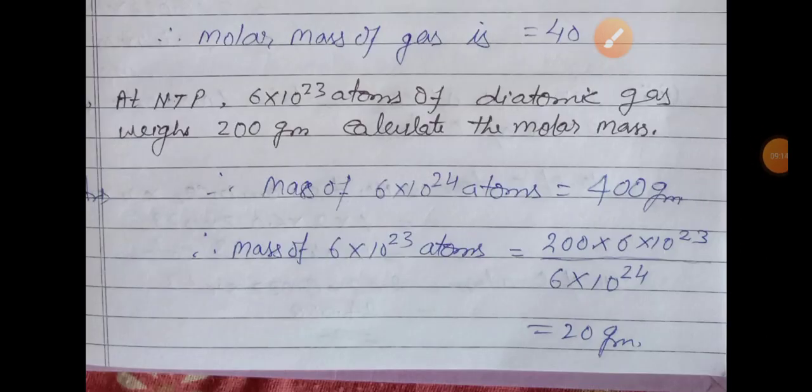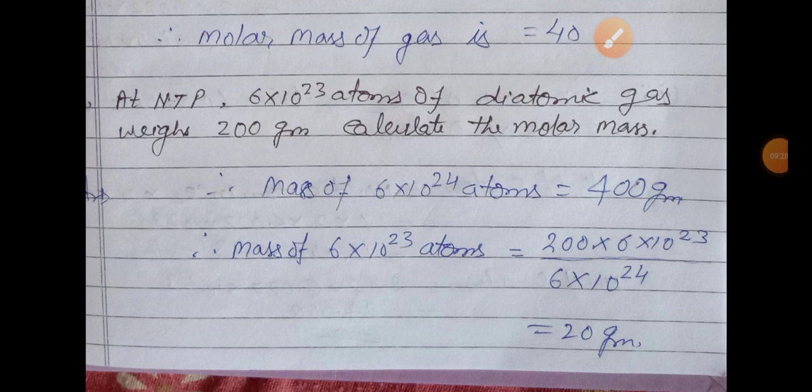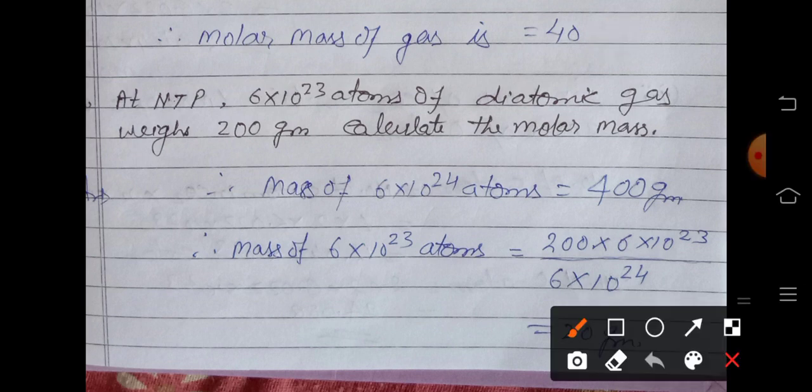At NTP, 6 into 10 power 23 atoms of diatomic gas weigh 200 gram, calculate the molar mass, that is molecular mass. Same question, at NTP 6 into 10 power 23 atoms of diatomic gas weigh 200 gram, calculate the molar mass.